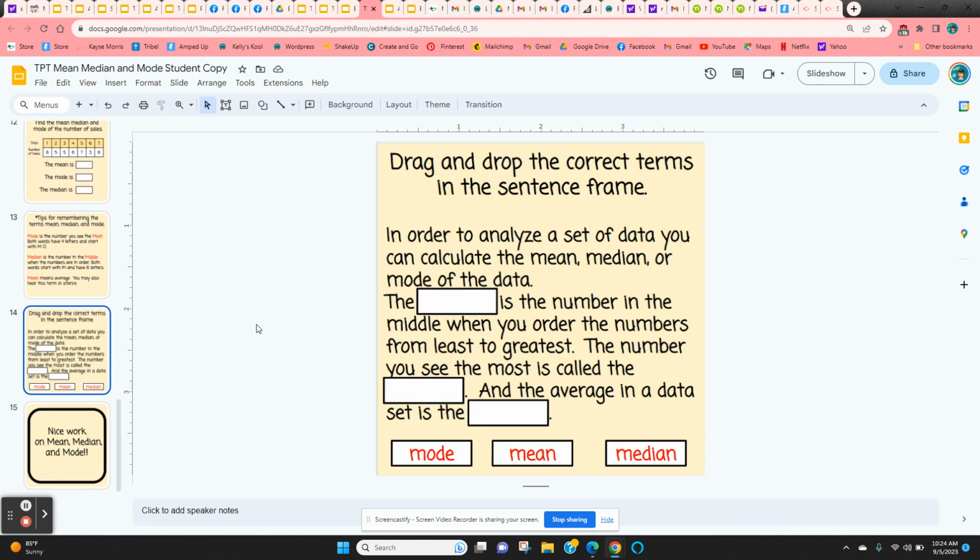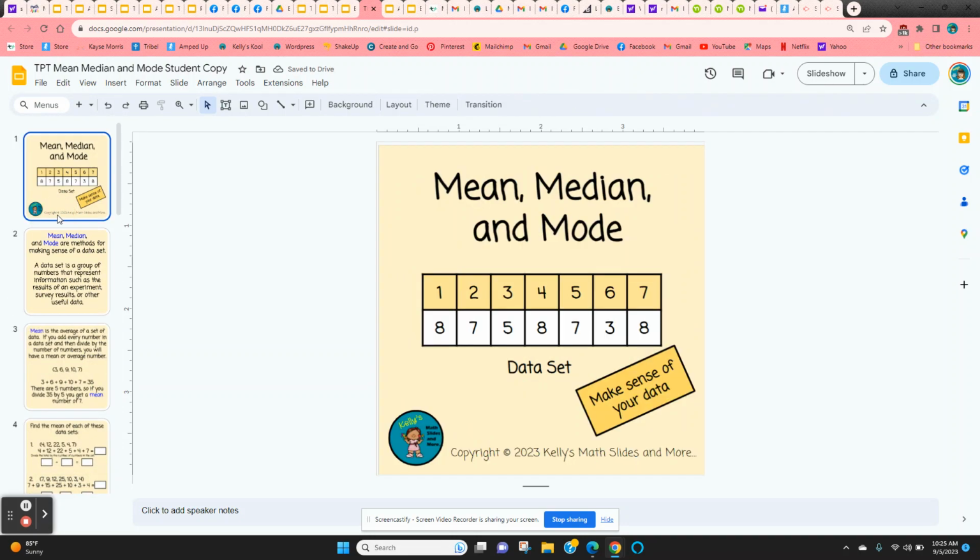The final slide is a drag and drop. So they've got the 3 terms here, and they're going to place them in the correct place in the sentence frame. So to move these words, they just click and hold on the edge, and then they can move it into the correct place. And that is the digital lesson on mean, median, and mode.